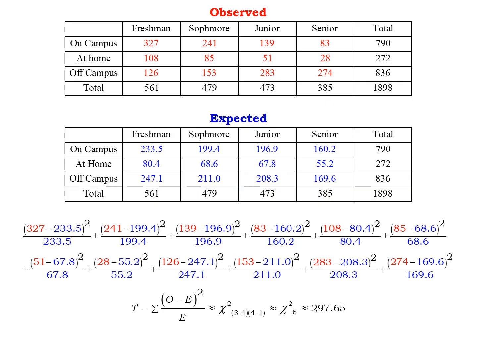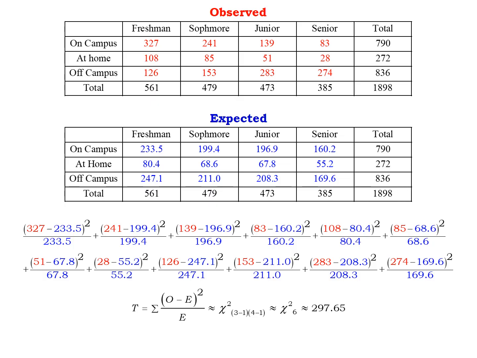And that's a chi-squared score with 6 degrees of freedom. We get that by doing our row total minus 1 times our column total minus 1. So again, we have 3 living states: on campus, at home, and off campus. We have 4 classifications: freshman, sophomore, junior, senior. So 3 minus 1 times 4 minus 1, that's 2 times 3, 6 degrees of freedom.